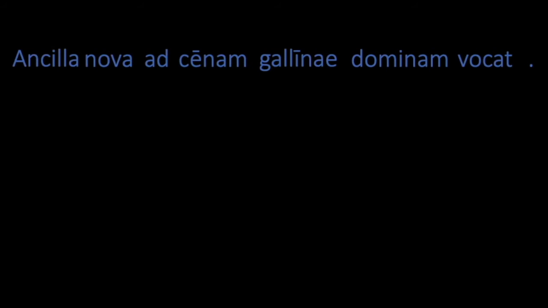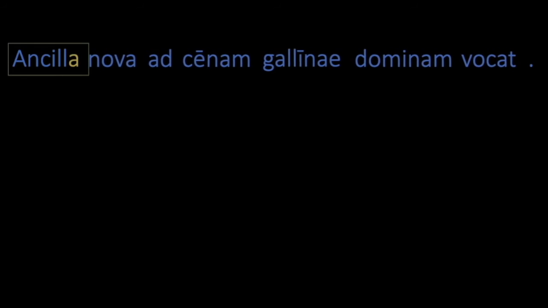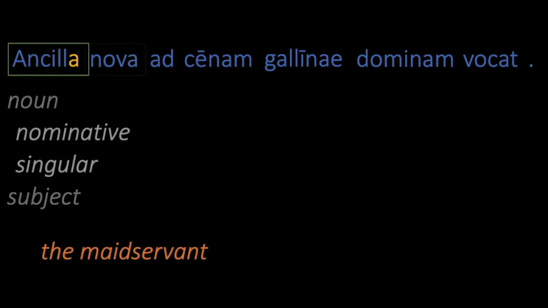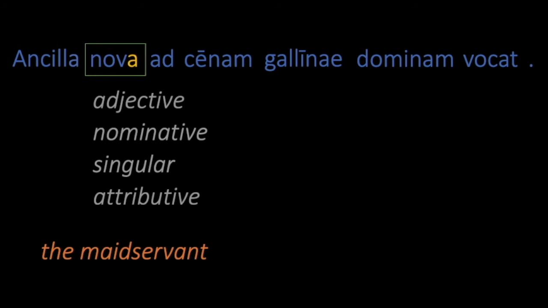Ankila noa ad canam galinae dominam vocat. Let's start with the first word. Ankila is a noun in the nominative singular and is thus likely to be the subject. Its meaning is the maidservant. Noa is an adjective that agrees with Ankila. We'll read it as attributive and translate it as new.